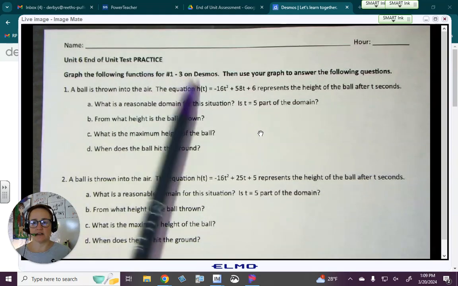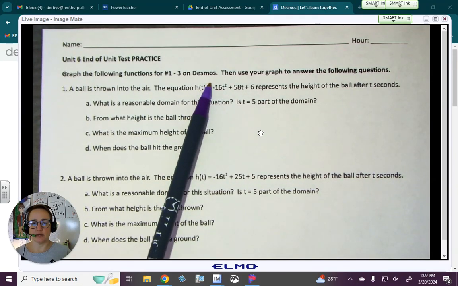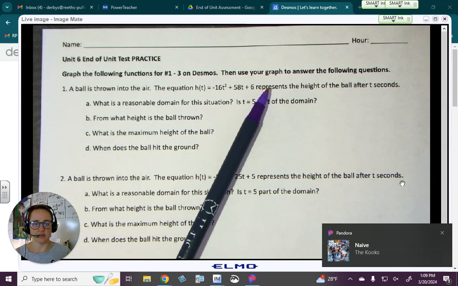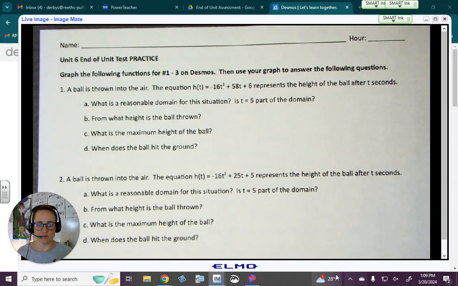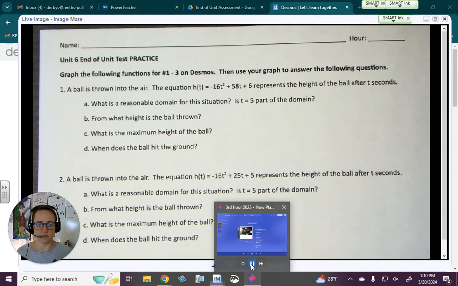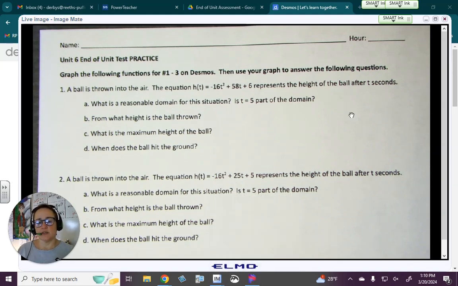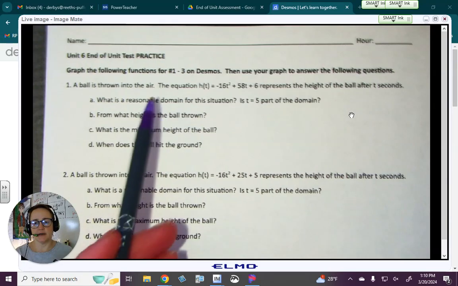It does ask us to graph the following functions 1 through 3 on Desmos and use your graph to answer those following questions. So that would make sense to me because half of our test we can use Desmos on. Let me just pause that real quick. There we go. So a ball is thrown into the air.